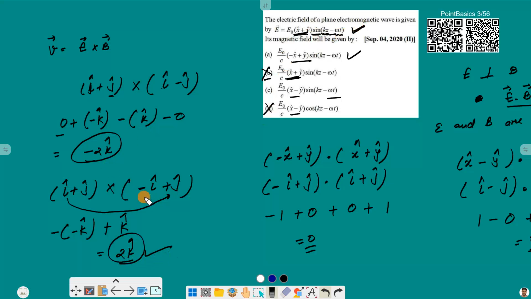So the option with minus I plus J, or we can say minus x plus y, satisfies the second relation here. So option A is the right one, and option C is the wrong one here. Let us move to the next one.